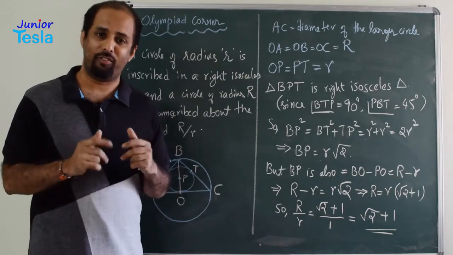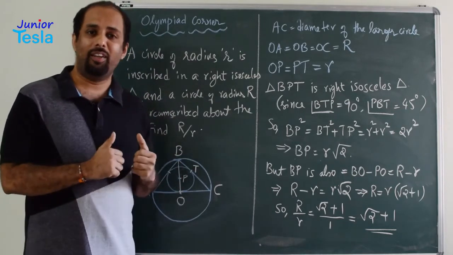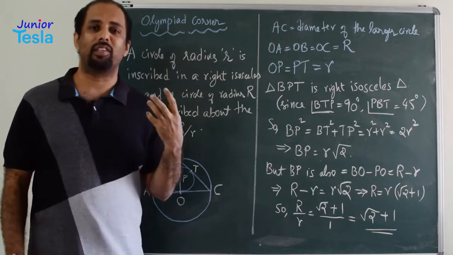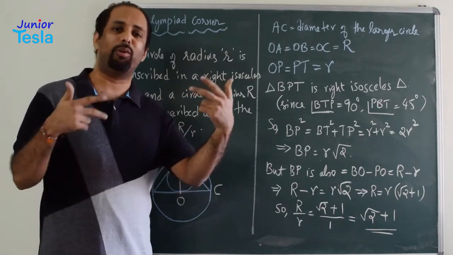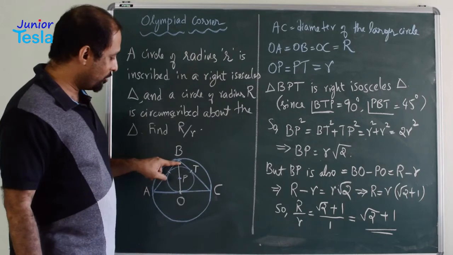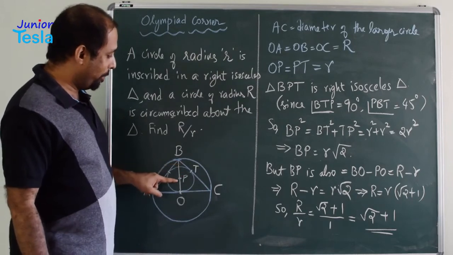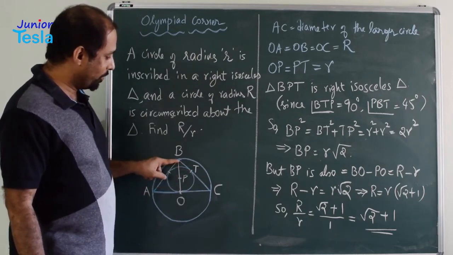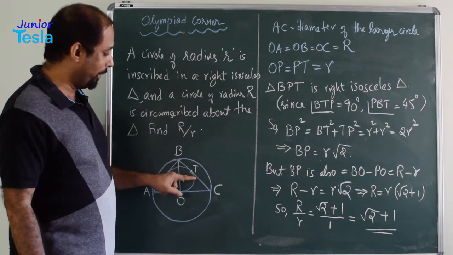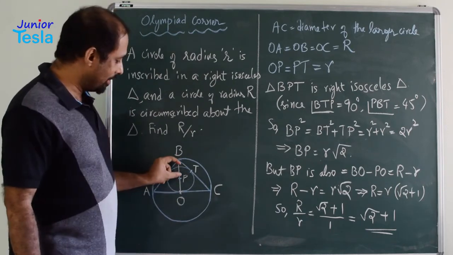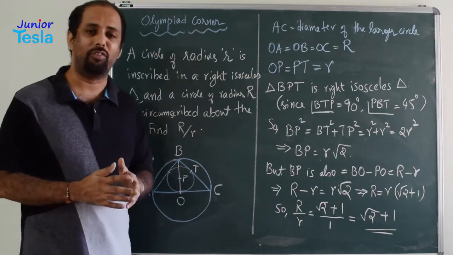So two angles are 45 degrees. What can you tell from that? You can tell that two sides are also equal. If two angles are equal, the opposite sides are also equal. So these two angles are equal means PT is equal to BT, correct? Two angles are equal, which means opposite sides are also equal.